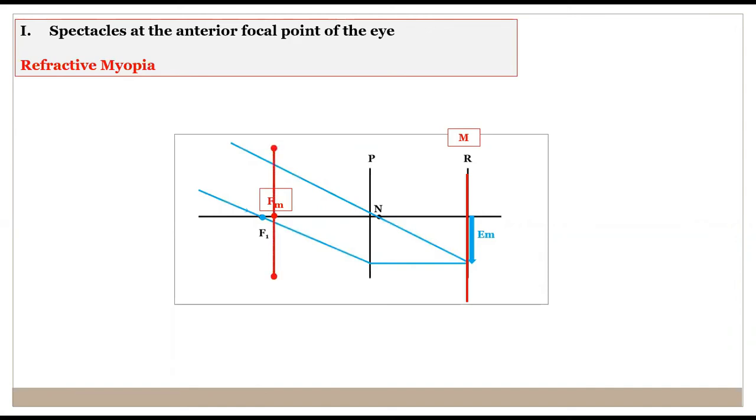So here the correcting lens is placed at the anterior focal point of the myopic eye, and by ray tracing, this ray passing through the anterior focal point of the myopic eye and the optical center passes undeviated, and by the refractive power of the eye, it will pass parallel to the principal axis. The second ray, when it hits the minus lens, it diverges and then passes through the nodal point undeviated. So this is the corrected myopic image in refractive myopia.